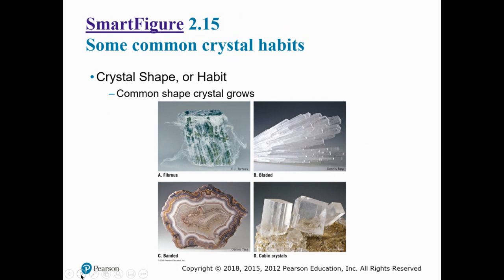Sometimes a mineral sample will consist of intergrown crystals, and you can see some of those here on the screen. We can have fibrous, bladed, tabular, or like a table. Cubic would be like a cube, prismatic, platy, blocky, or banded. And we'll look at some examples of these in the lab.